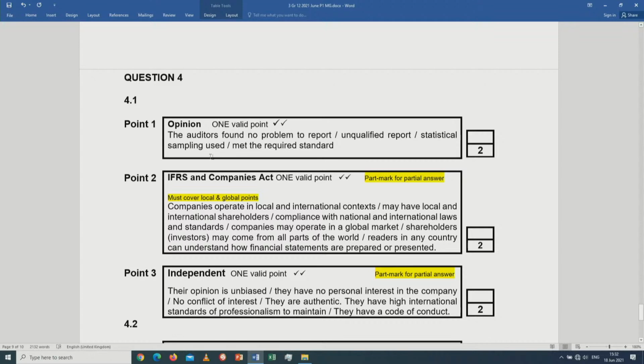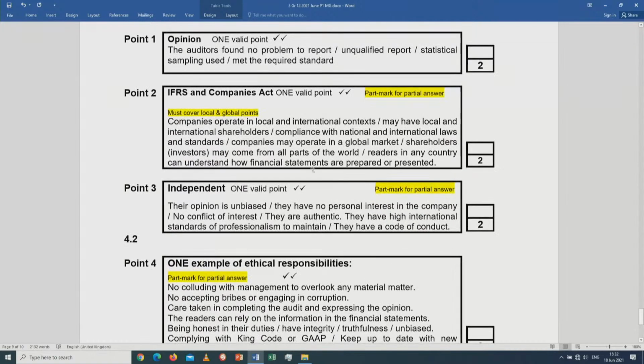Opinion, 1 valid point. The auditors found no problem to report, unqualified report, 2 marks. If a learner just wrote unqualified report, 2 marks. Auditor did not find anything, met the requirements, it's a good report, nothing was found wrong there, and 2 marks. IFRS and Companies Act, 1 valid point. Compare, operate in local and international context, may have local and international shareholders, and so on. So we need to read the memorandum and compare with the answer. Part marks for partial answers must also be checked. Must cover local and global. So we need also to check the highlighted point there, colleagues. A learner, by answering this question, must compare a local and international context.